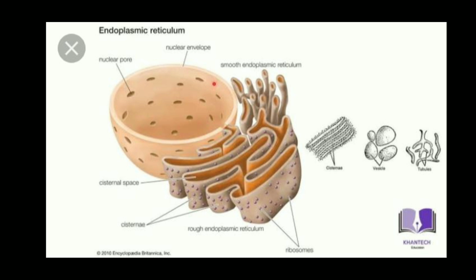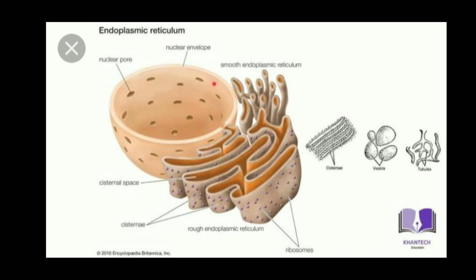And if ribosomes are not attached to the surface of the endoplasmic reticulum, then such endoplasmic reticulum is called smooth endoplasmic reticulum or agranular endoplasmic reticulum. These are the components of the endoplasmic reticulum: cisternae, in this photograph you can see the elongated structure. Then vesicles. These vesicles are either oval or circular in shape. And the tubules, right? These tubules are branched.